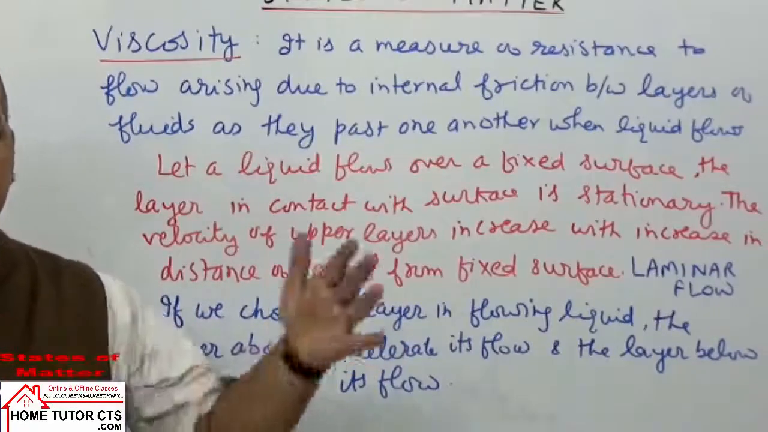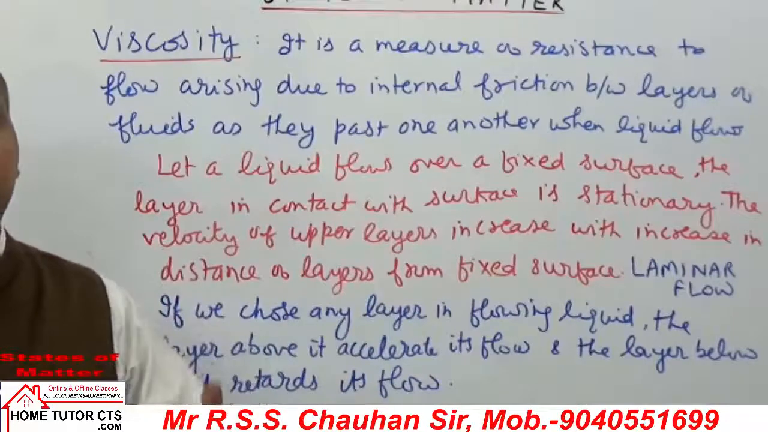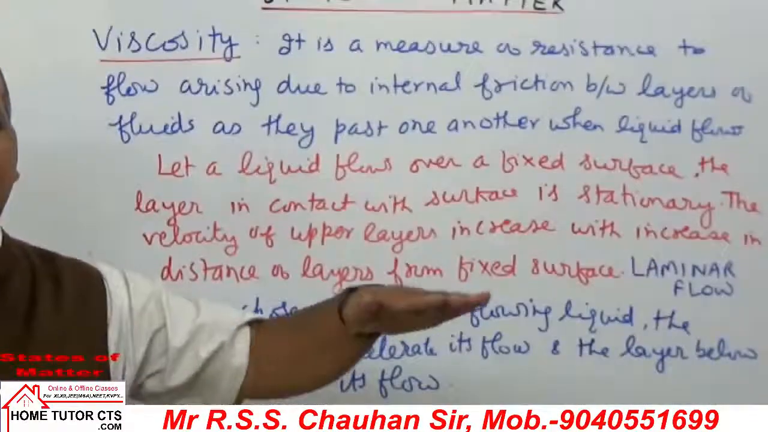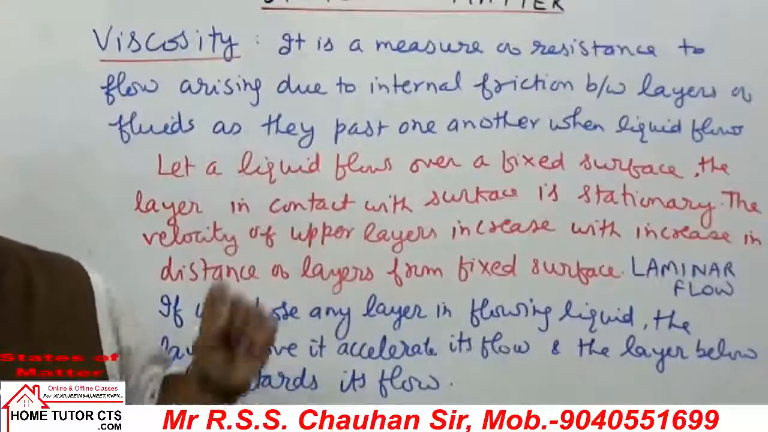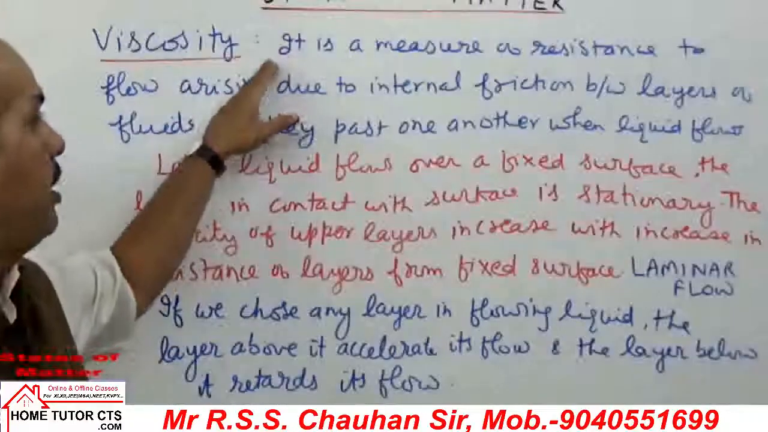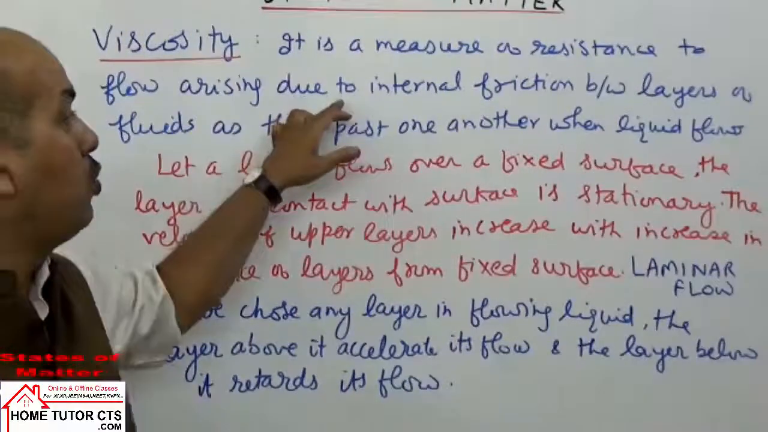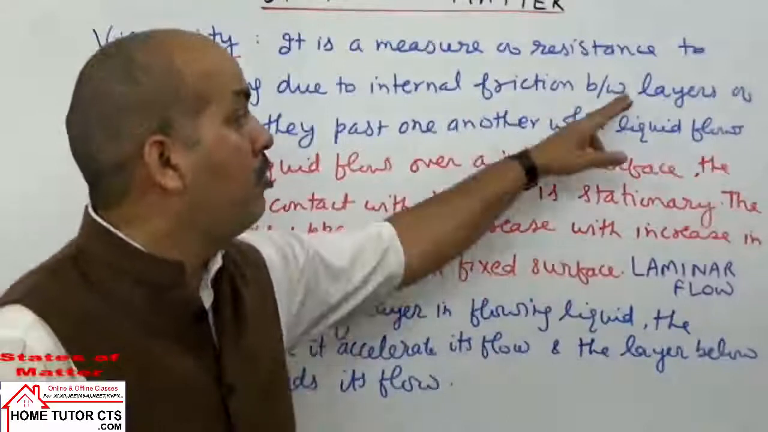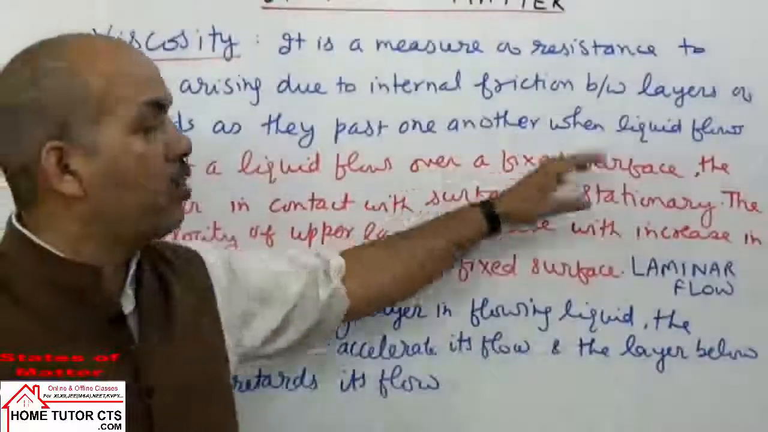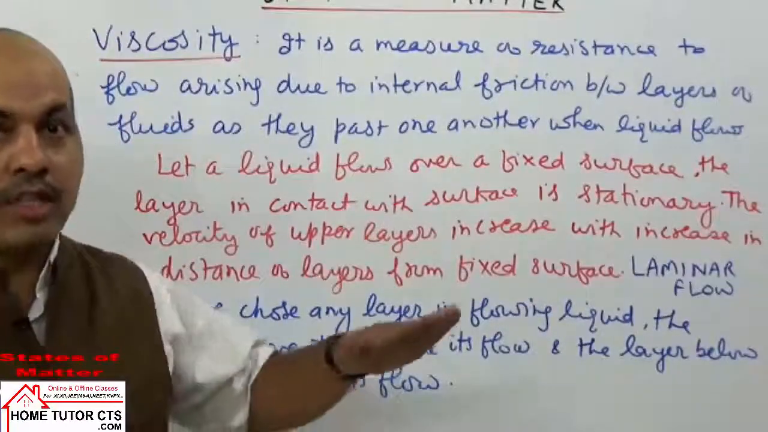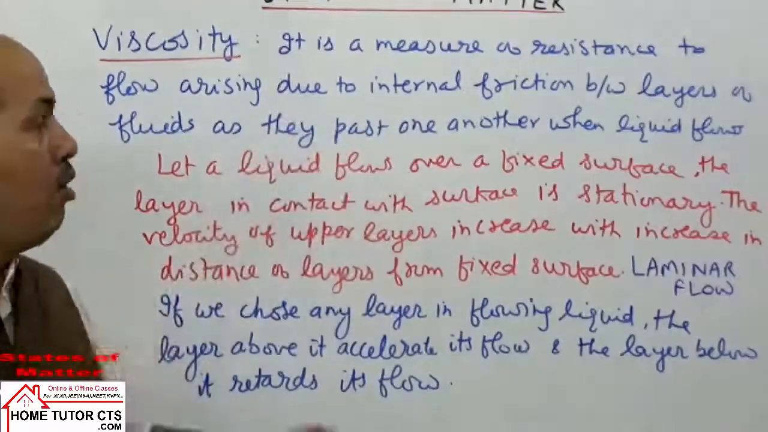When liquids are flowing, they can be supposed to be made of a large number of layers. The different layers have frictional or resistance force among them. That we can link with the property viscosity. So what is this viscosity? It is a measure of resistance to flow arising due to internal friction between the layers of liquids or fluids as they pass one another when the liquid flows.